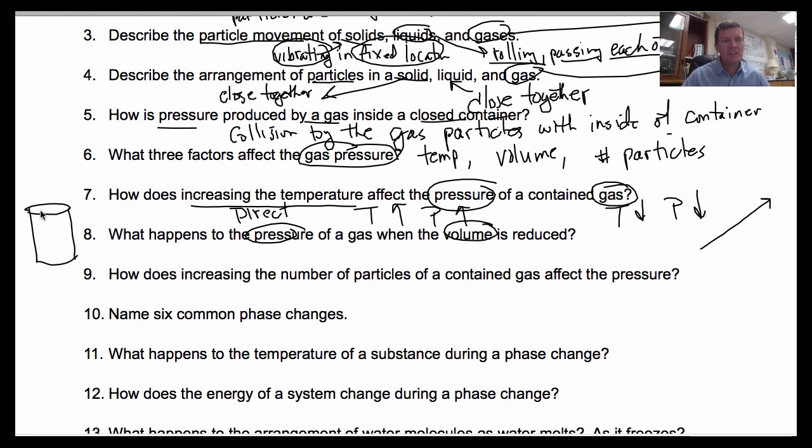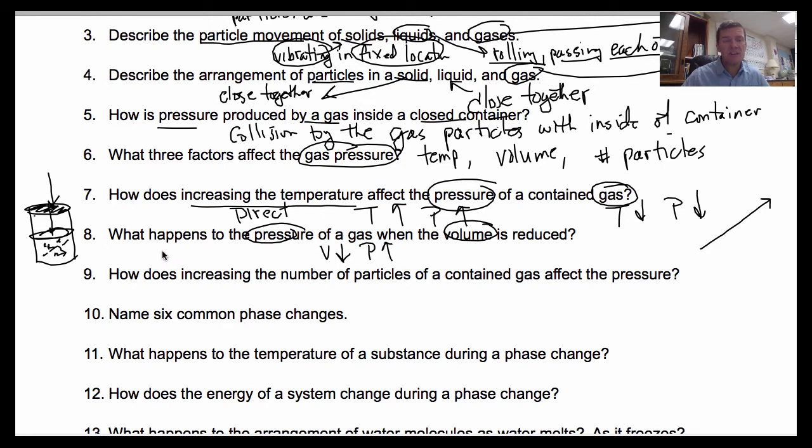If you have a container like this, and I was to take this lid right here and push down on that lid, and if I push this lid down further, and now the container is smaller, the volume is smaller, these particles are going to be closer together, and there's going to be a lot more pressure. They're going to be bouncing into each other with more frequency and hitting the inside of the container wall with more frequency, therefore increasing the pressure. So this one, as volume goes down, pressure goes up.